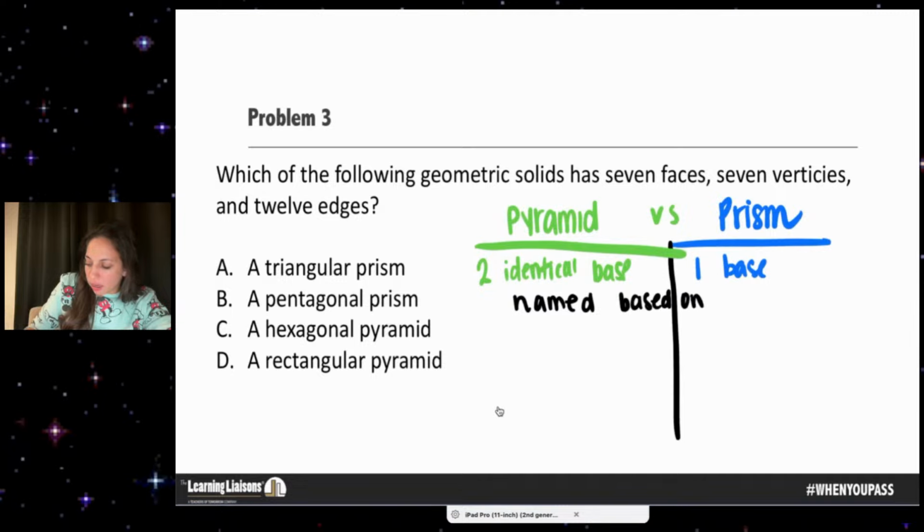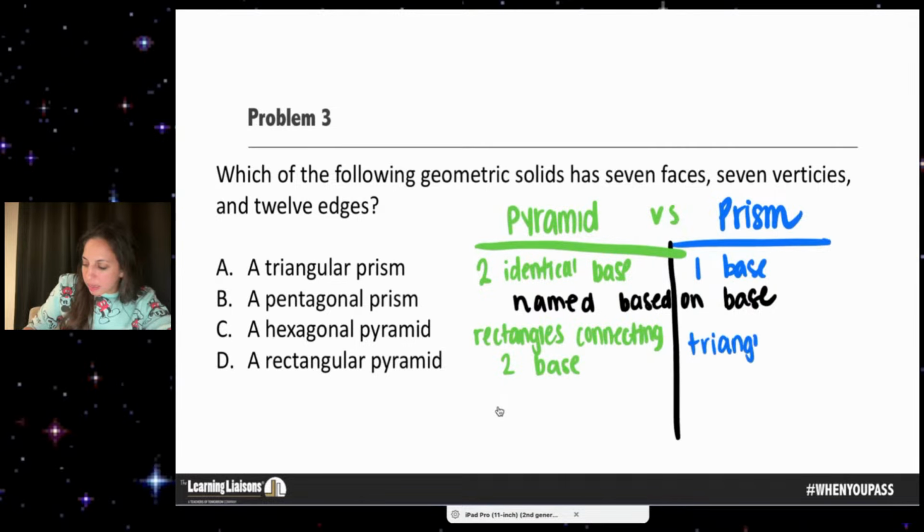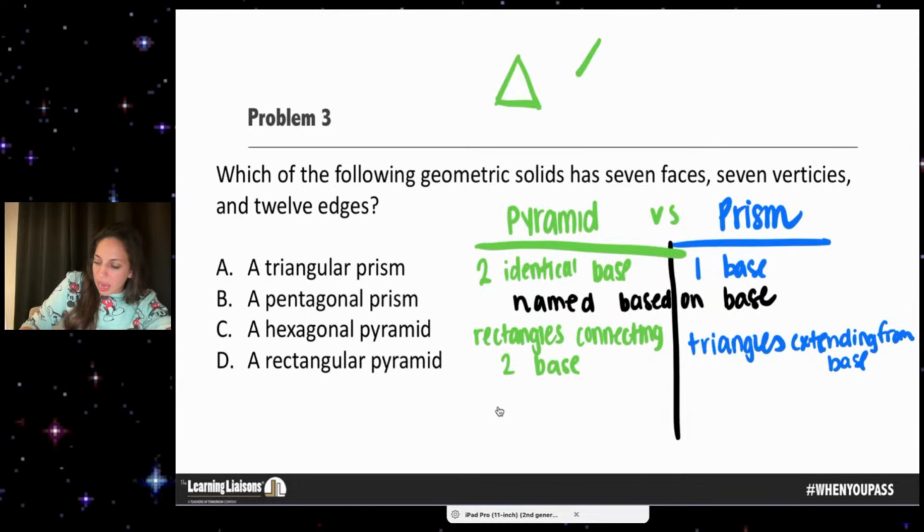A pyramid then has rectangles connecting the 2 bases, and a prism has triangles extending from the base to connect at a point. So if we imagine this, if I have a triangular pyramid, I have 2 identical triangle bases.